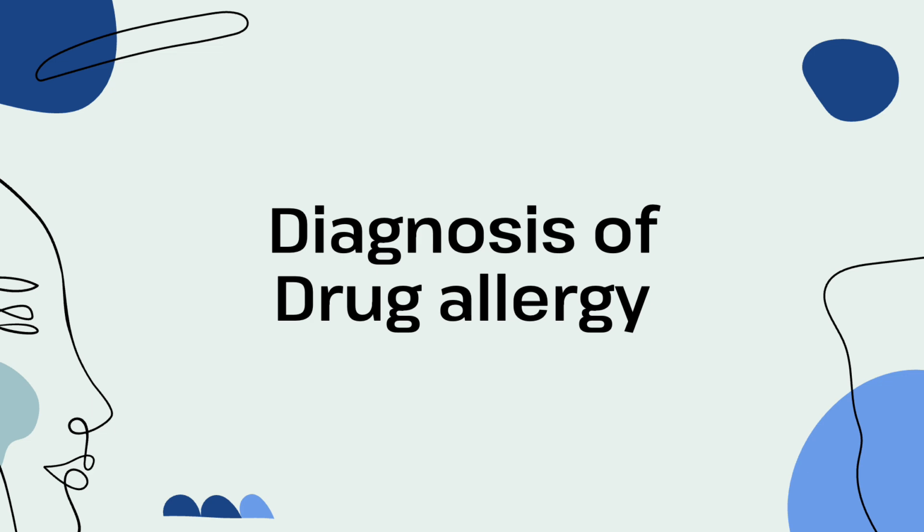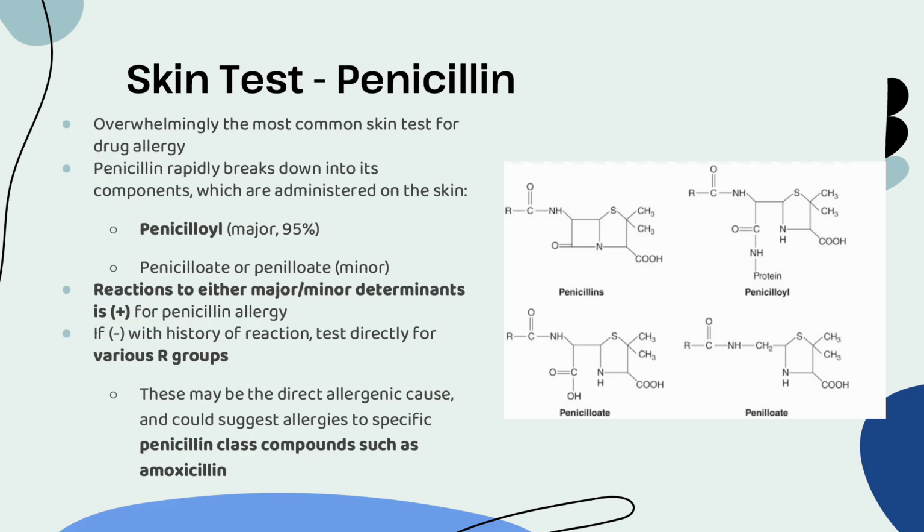Let's talk a little bit about how we're actually going to diagnose this. I want to talk first about skin tests and just use penicillin as the example here because of how common it is. This is the most common skin test for drug allergies that you'll see. How it works is penicillin is going to very rarely exist as penicillin. It's going to break down very readily into two components: penicilloyl, which is the major component, and the minor components, which are penicilloate and penilloate. What we really care about is that penicilloyl.